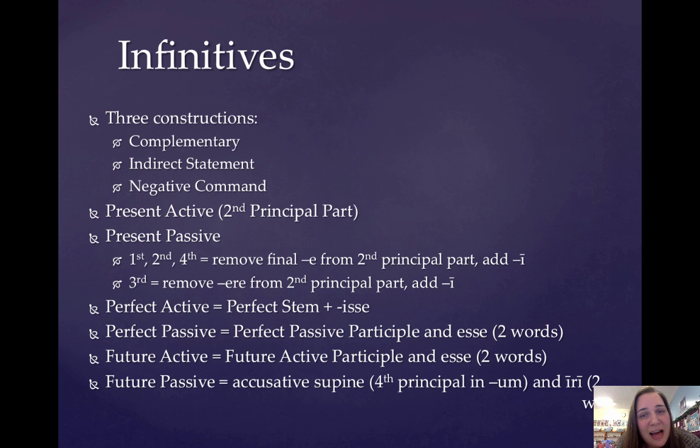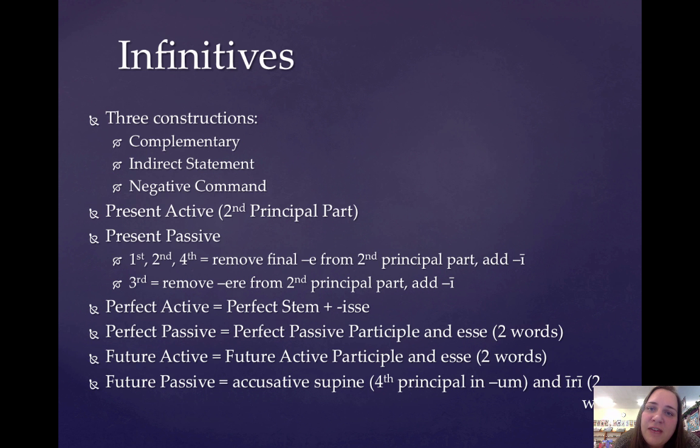in which you have a head verb setting up indirect statement. The indirect statement itself is an accusative subject with an infinitive verb. And then you also have negative command using the imperative of nolo. So in the singular noli and the plural nolite, both translating as don't. And whatever you want someone not to do, you put in the infinitive, okay? So don't speak, or don't talk, would be nolite dicere.